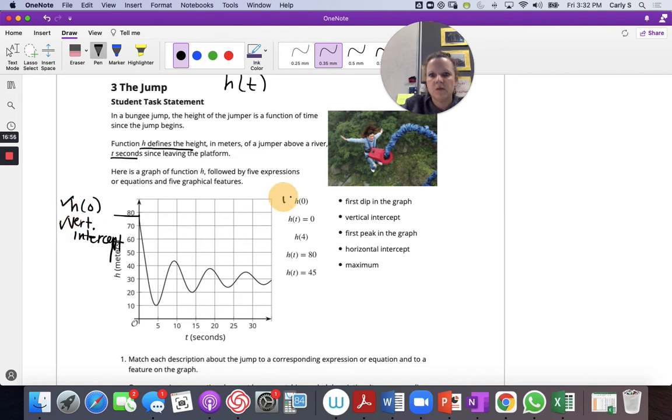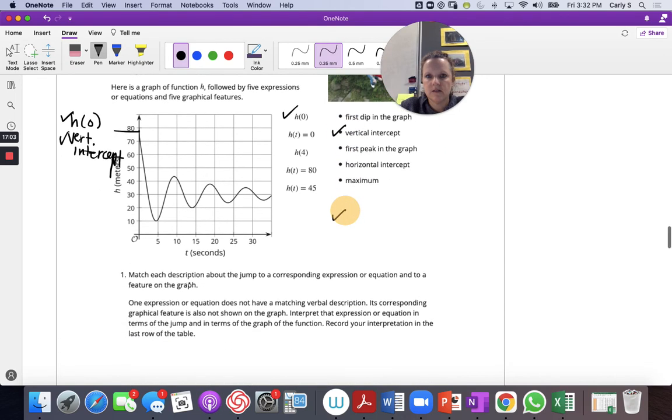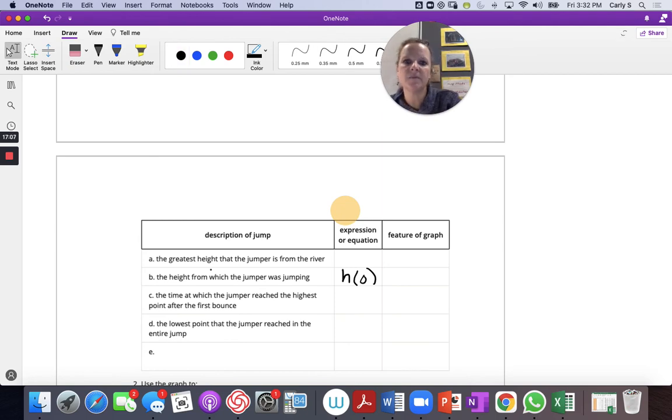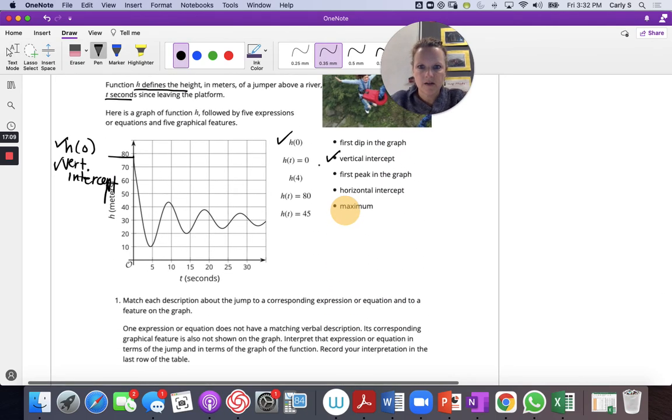So we used h of 0 and the vertical intercept. All right. The greatest height the jumper is from the river. It looks like we're looking for the highest number, okay? So h of t equals 80, h of t equals 45.